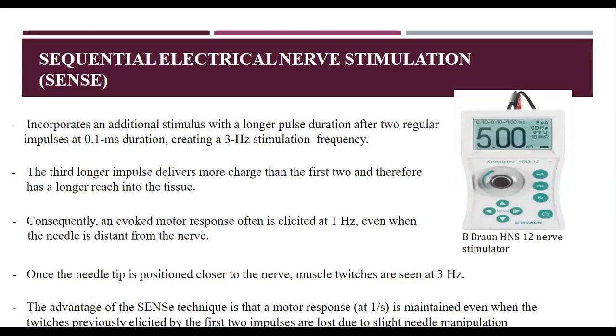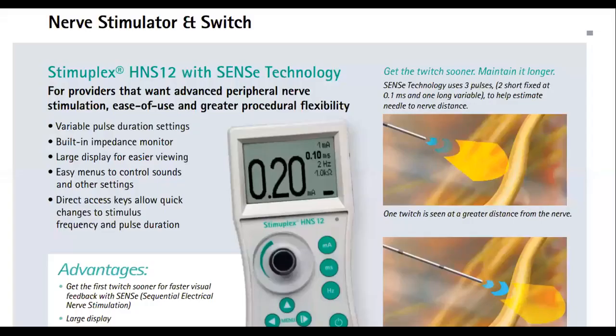The advantage of the SENSE technique is that a motor response is maintained even when the twitches previously elicited by the first 2 impulses are lost due to slight needle manipulation. So these Stimiplex HNS 12 peripheral nerve stimulators have the SENSE technology, for providers that want advanced peripheral nerve stimulation, ease of use, and greater procedural facility.